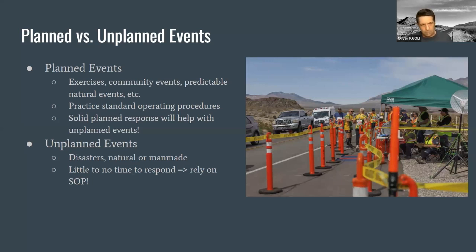Let's talk a little bit about planned and unplanned events and why this matters in your planning. And planned events, when we talk about that, we're talking about exercises, community events, predictable natural events like hurricanes, for me, are the perfect planned event. You see it coming about 2-3 weeks ahead of the time. You very often don't know exactly where it's going to hit, but it's a good idea to start your planning process and have your plans ready in case you're affected, or if you're providing support.